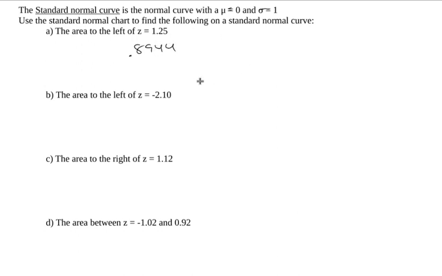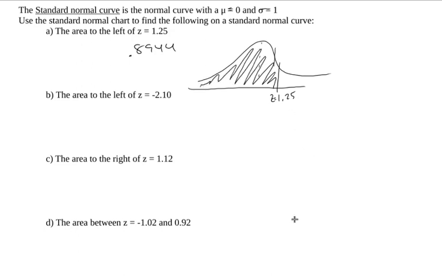If we're just looking for the area to the left, essentially I'm saying this is our mean roughly right there, and we have not just 1 but 1.25 standard deviations to the right, z equals 1.25. The area to the left underneath the curve is 0.8944. It is the majority of the area. It's a decent majority of the area.